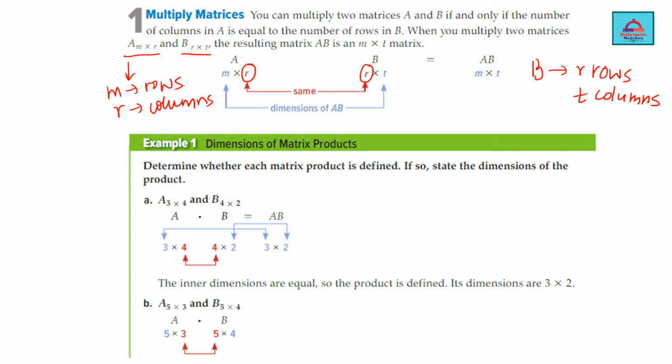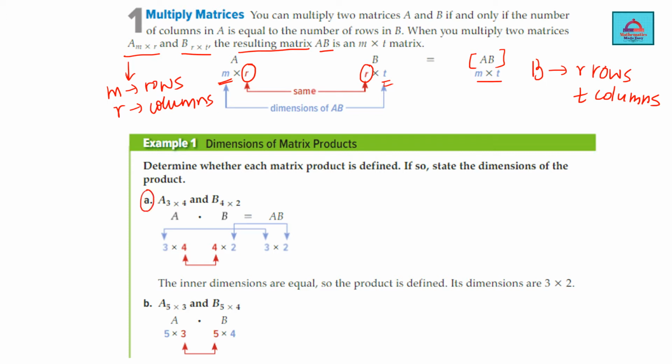This is the first prerequisite condition in which you say that the matrix AB, the multiplication, is well defined, and the resulting matrix that you're going to get, AB matrix, after you do the multiplication is going to have the remaining dimensions. So its dimension would be m rows and t columns. So this is the basic condition that you will check for dimensions of matrix products. Let's take an example. Determine whether each matrix product is defined. If so, state the dimensions of the product.